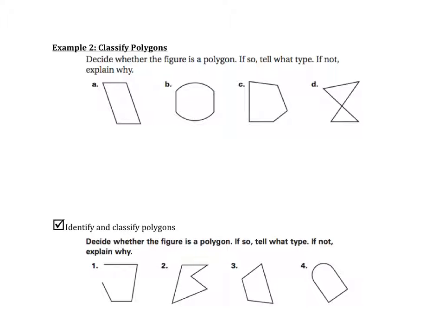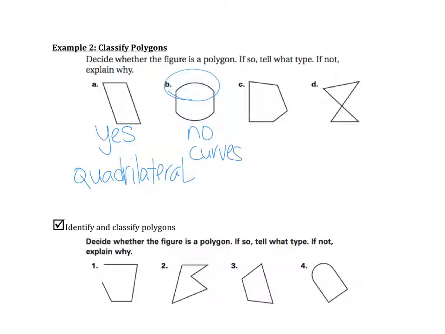So now we're going to classify, decide whether it's a polygon, and if so, what type or what classification or what name would you give it. And this is a general name from the classifications on the prior page. So the first one is a polygon, and it has 4 sides, which is a quadrilateral. B would be no, because we have curves. C is yes, and we have 5 sides, which is a pentagon.